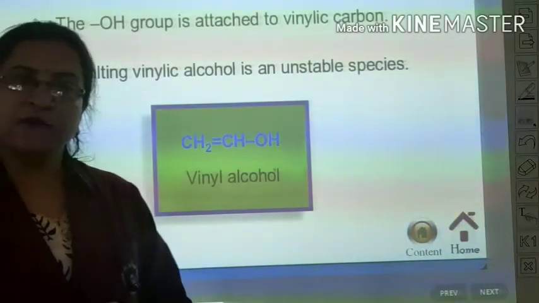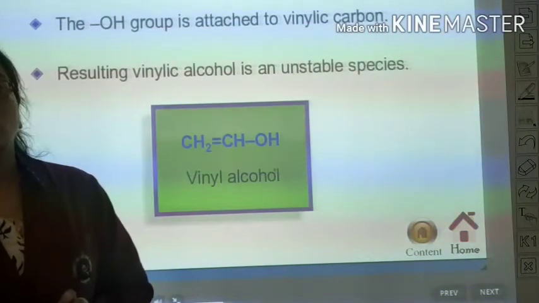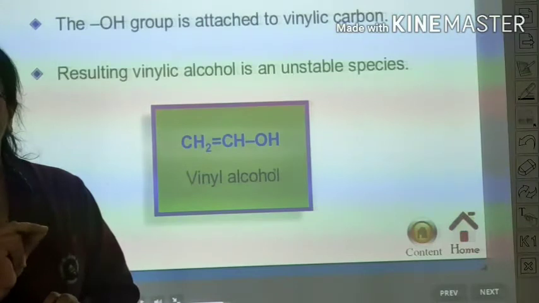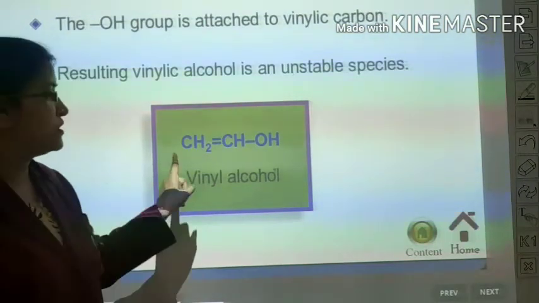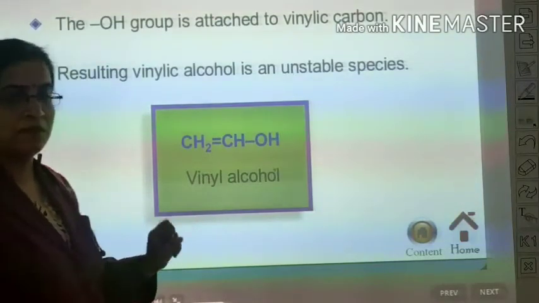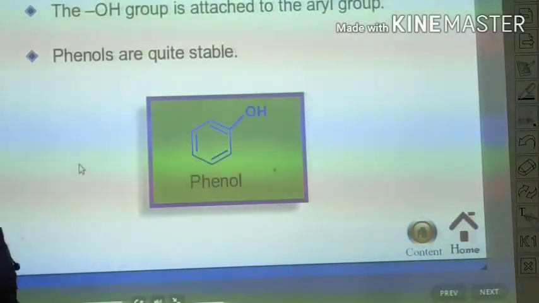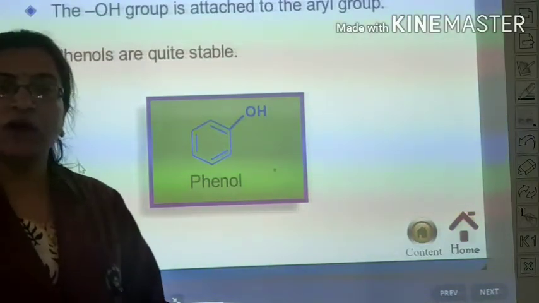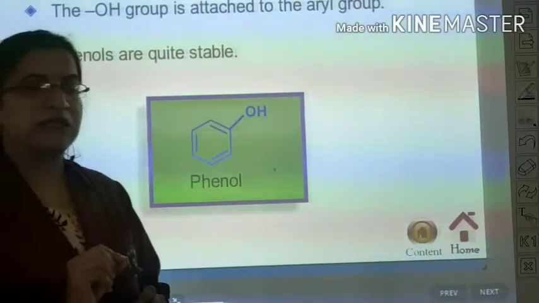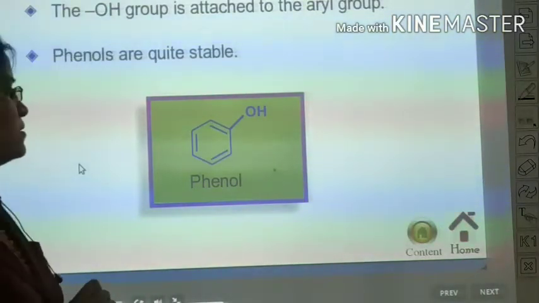The other one is vinylic alcohol. So in vinylic alcohol, the OH group is attached with a double bonded carbon. So this is a double bonded carbon and OH is attached with the carbon. Next, phenol. So what is phenol? When the OH group is attached directly with the benzene ring, then you get phenol.